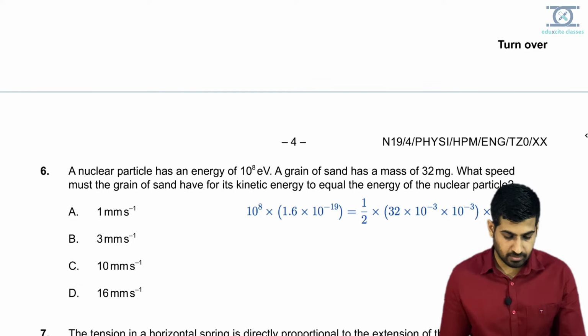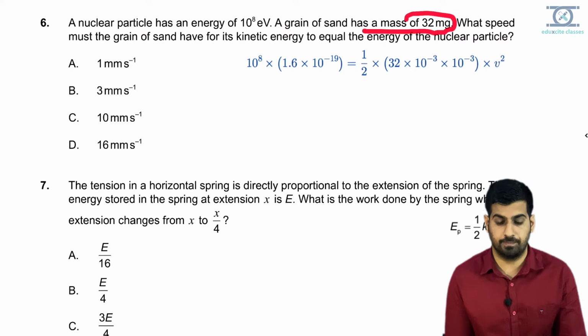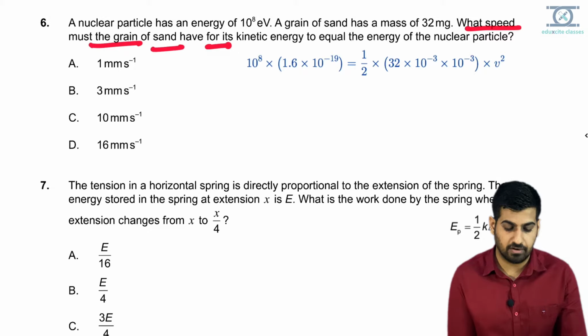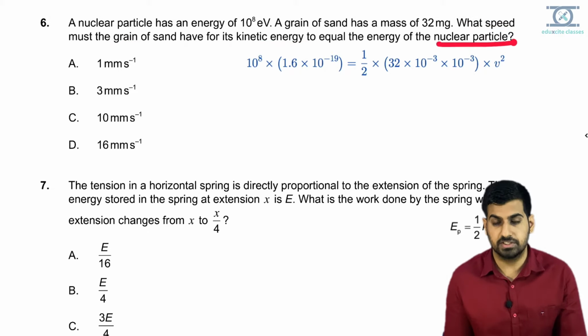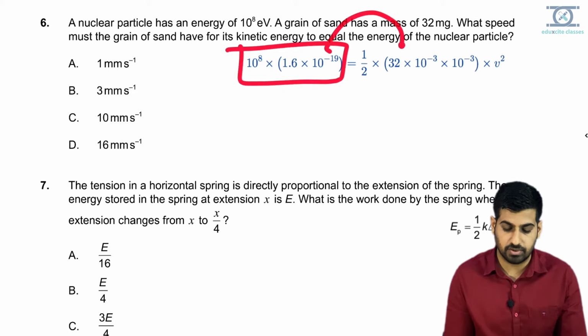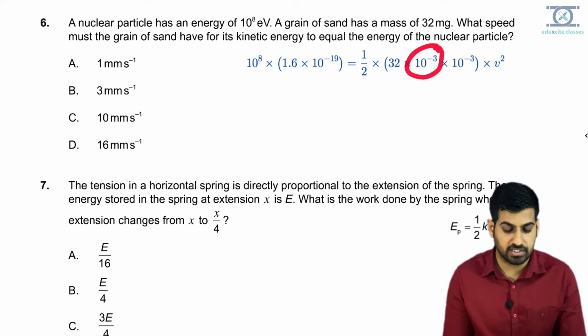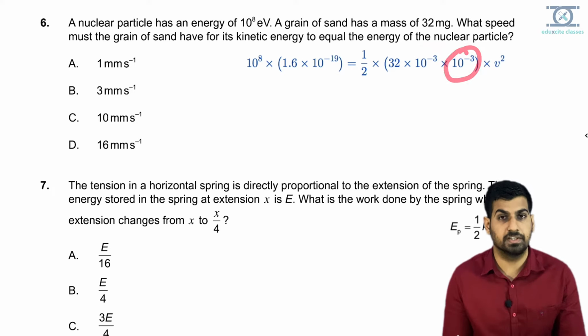Okay. Question number 6. A nuclear particle having the energy 10 raised to power 8 electron volt, and a grain of sand has a mass of 32 milligram. What speed must the grain of sand have for its kinetic energy to equal the energy of the nuclear particle? So it is given in electron volt. First of all, I have converted the energy of the nuclear particle into joule by multiplying with 1.6 into 10 raised to power minus 19. So this is the energy of the nuclear particle that is equated to kinetic energy, that is half mv square. Mass is 32 milligram. You have to convert it into SI unit, that is the kg. So milligram is 10 raised to power minus 3, and then 10 raised to power minus 3 for kg.